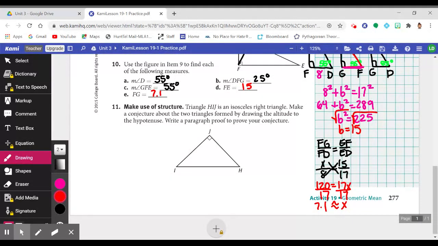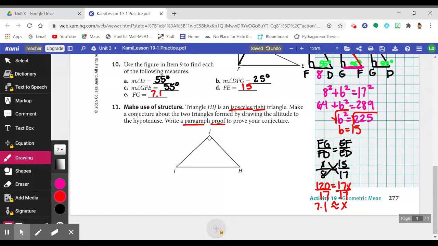The last question states that triangle HIG is an isosceles right triangle. If it's isosceles right, it means that it has two congruent sides and one right angle. It says make a conjecture about the two triangles formed by drawing the altitude to the hypotenuse. It says write a paragraph proof to prove your conjecture. So I'll help you get started here. You don't have to write a paragraph proof. You can write a 2-column proof or a flowchart proof, whichever one you're more comfortable with.